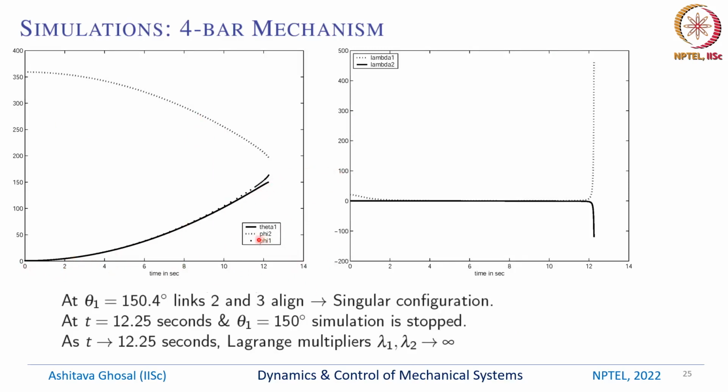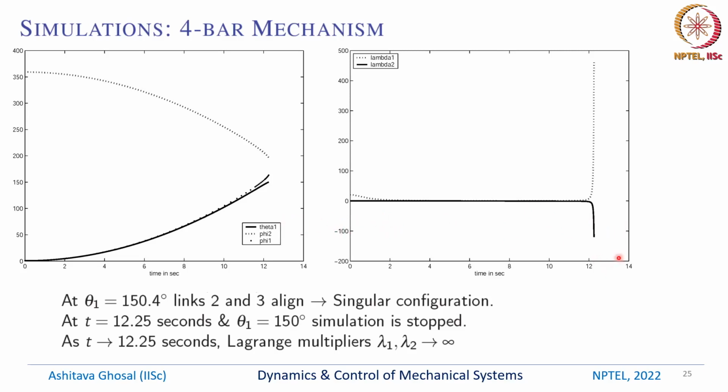Phi 2, which was the second angle, is this dotted line, and then phi 1, which is the output angle, is like this. We can also plot the two Lagrange multipliers. Remember, this is a closed loop system. This has two loop closure constraints, and associated with those two constraints, we have lambda 1 and lambda 2. So I can plot lambda 1 and lambda 2 as a function of time.